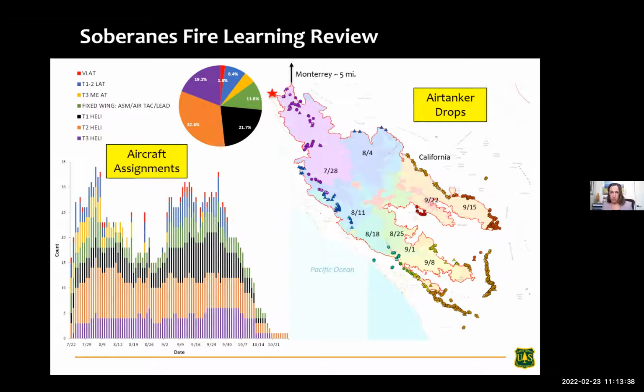In this case, we have the final fire perimeter and some progression perimeters showing the fire started up here on the top left by the star and moved down. Next slide, please.